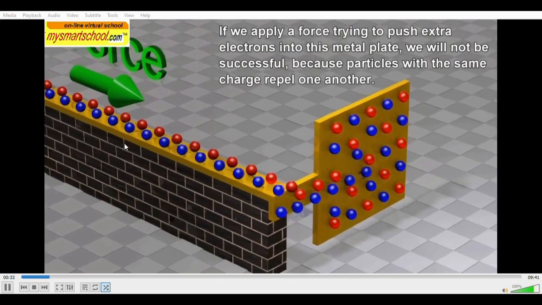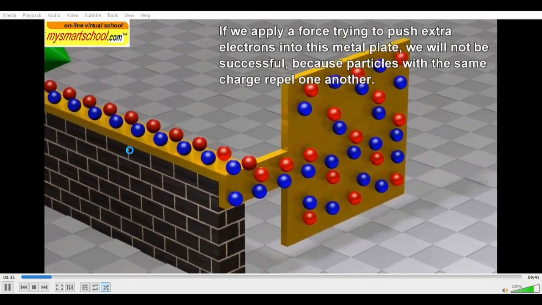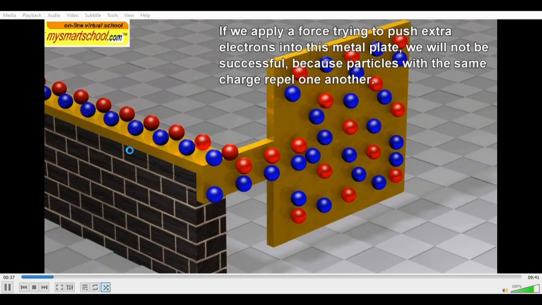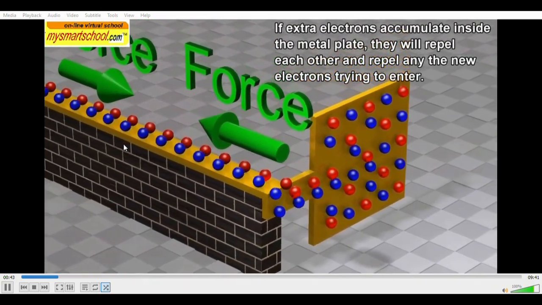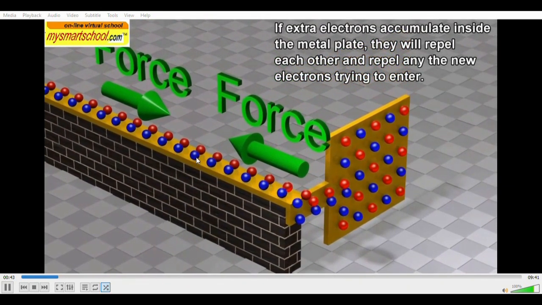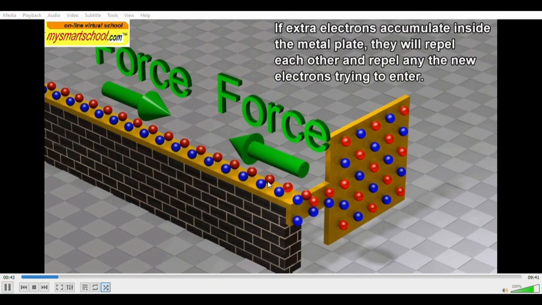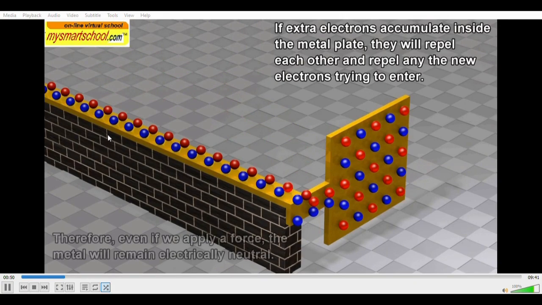to push extra electrons into this metal plate, we will not be successful because particles with the same charge repel one another. If extra electrons accumulate inside the metal plate, they will repel each other and repel any of the new electrons trying to enter. Therefore, even if we apply a force, the metal will remain electrically neutral.